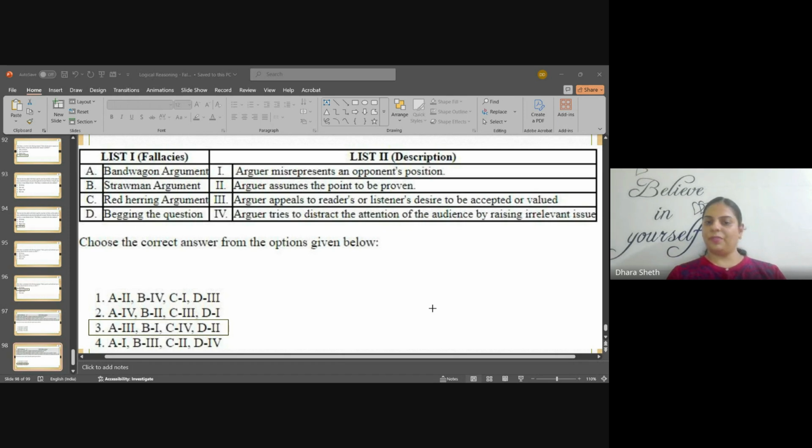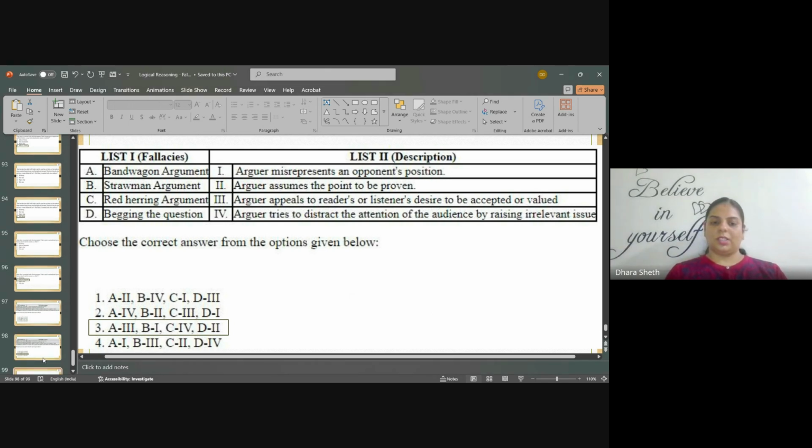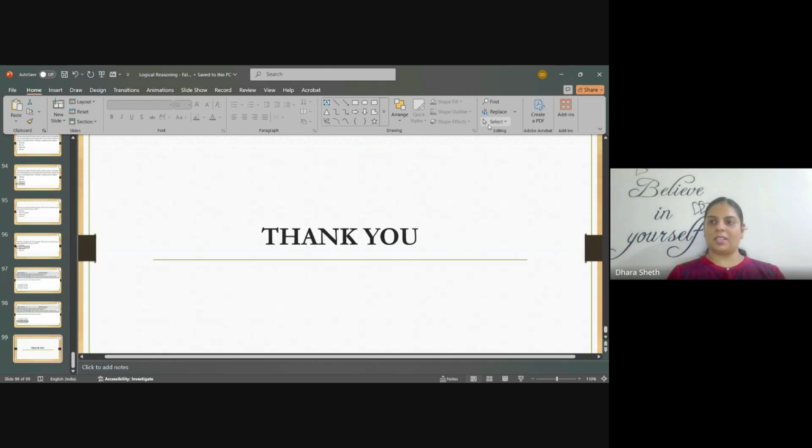The rest of them we have already talked about. Strawman argument is misrepresentation, red herring is raising irrelevant issues, and begging the question is circular reasoning. It assumes the point to be proven. So that's all about policies.